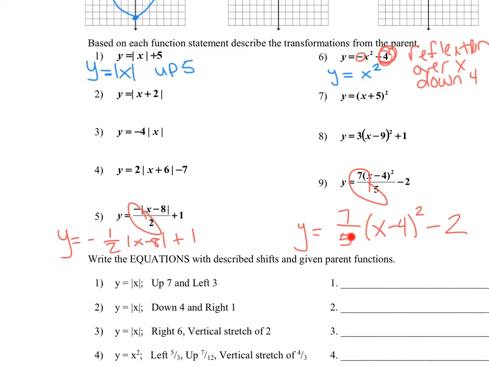Now this example is a little tricky because 7/5 is actually bigger than 1. So it's not going to create a vertical shrink. It'll create a vertical stretch. It'll stretch the graph by 7/5. It'll also go right 4 units and then down 2.